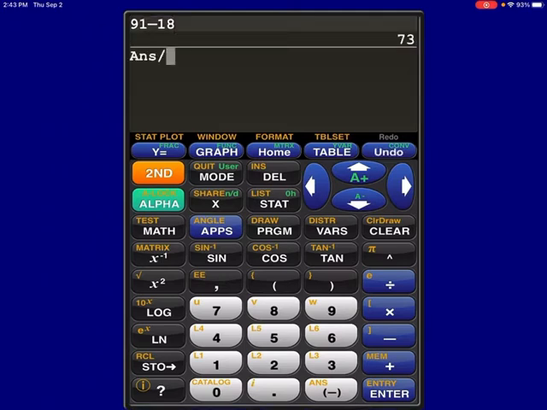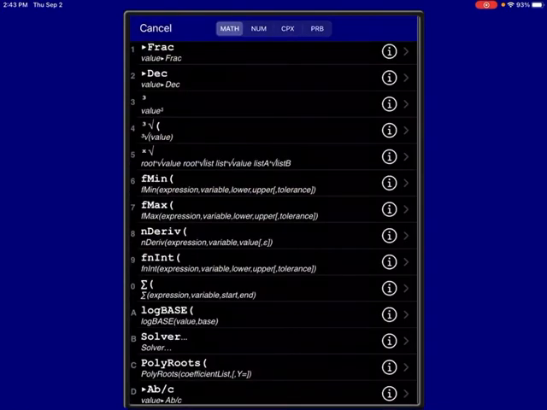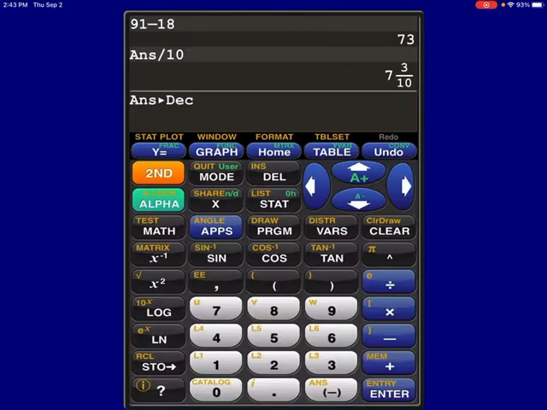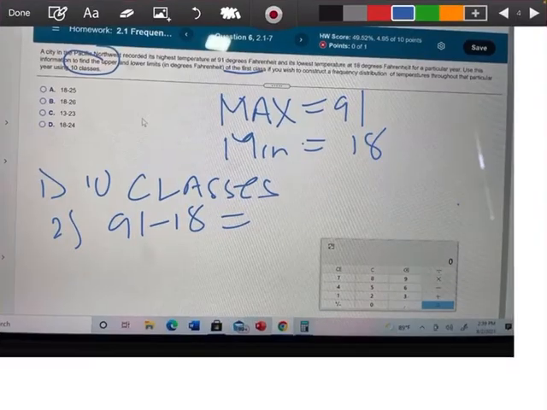73. Then we're going to take that number and divide it by 10. And remember, I'm going to convert it to a decimal. So the way I do that is I hit math and then the second one to convert to a decimal. And we're coming up with 7.3. So we got 73, we divided it by 10, we came up with 7.3.